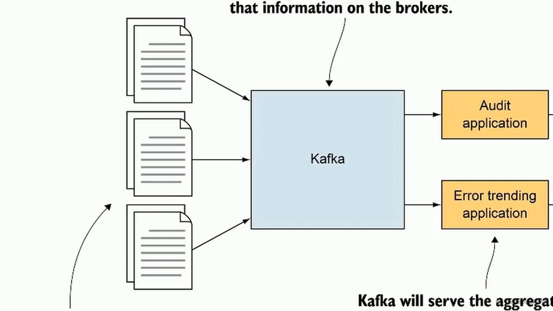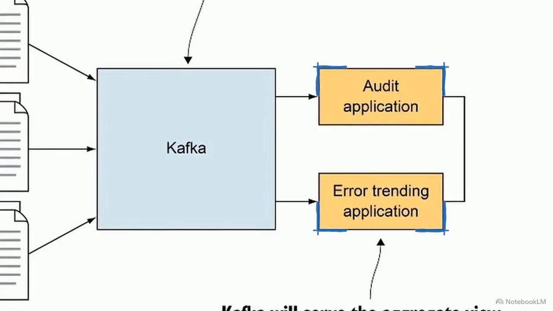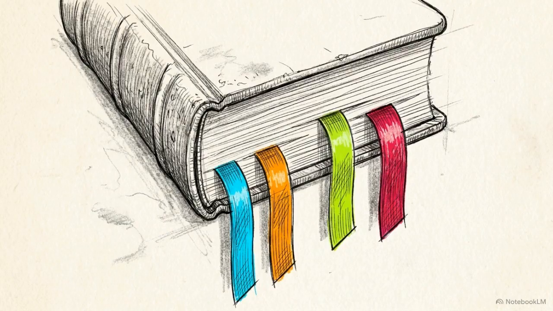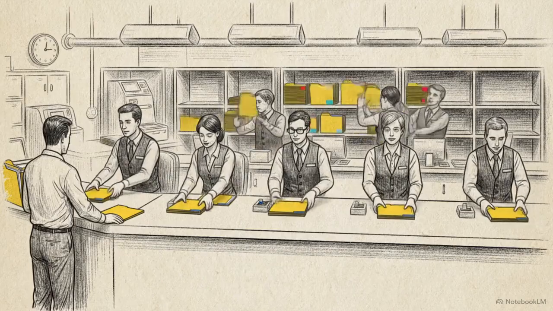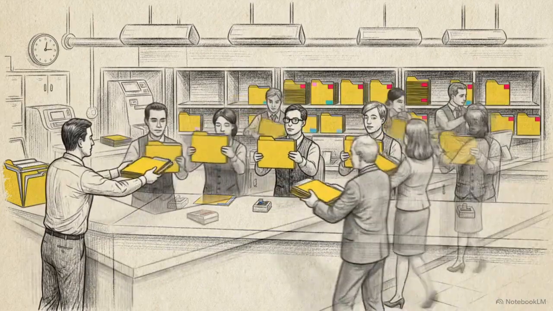You can see that efficiency here. A single stream of server logs flows into Kafka and is immediately shared with both an auditing app and an error tracking app at the same time. By giving every application its own bookmark and a permanent log to read from, a single piece of data can power dozens of different services simultaneously without causing a backup.